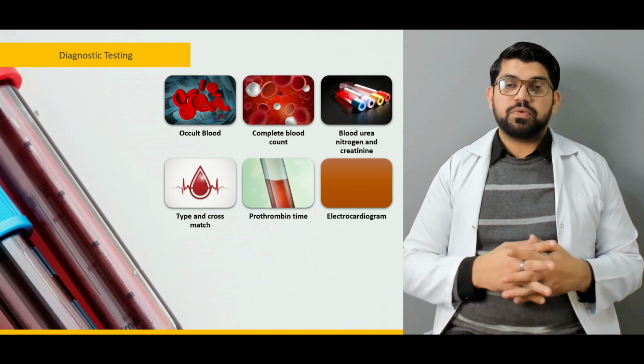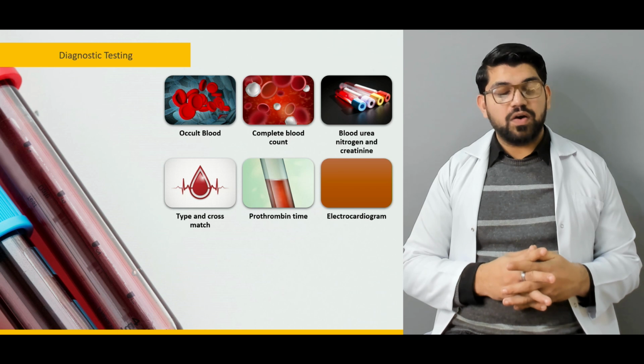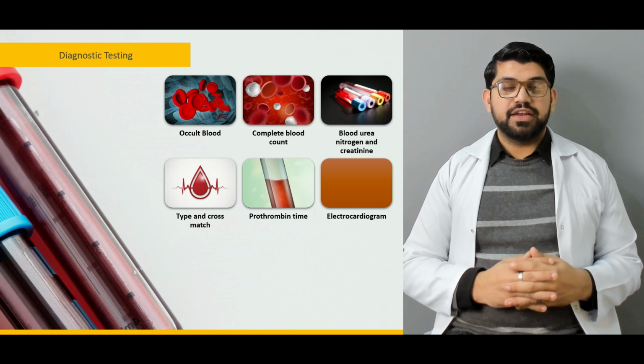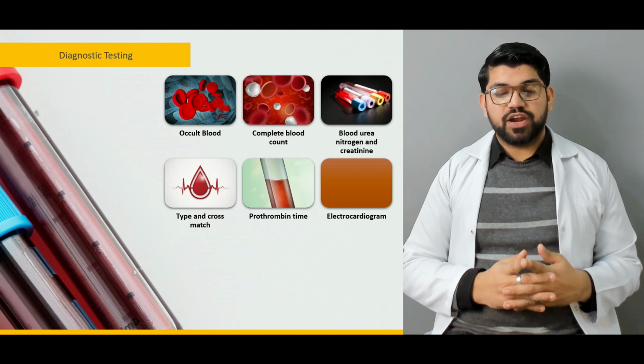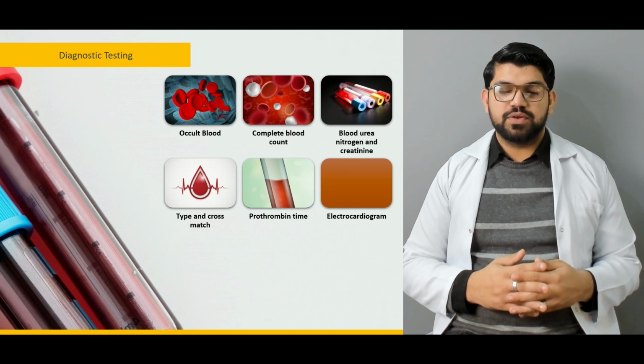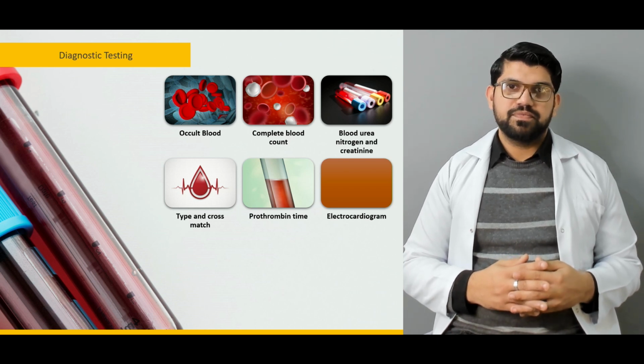ECG: a patient can present to you with chest pain and ongoing GI bleed. Look for any signs of MI. ECG won't take much of your time, but can help you make the diagnosis within no time.